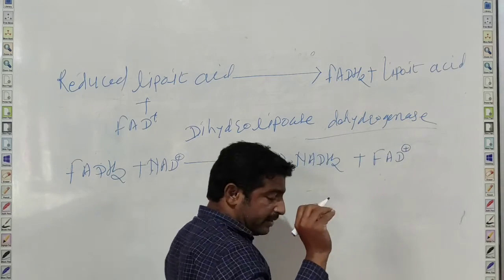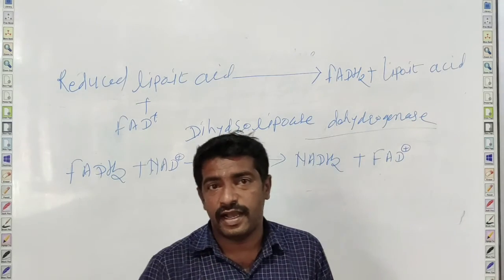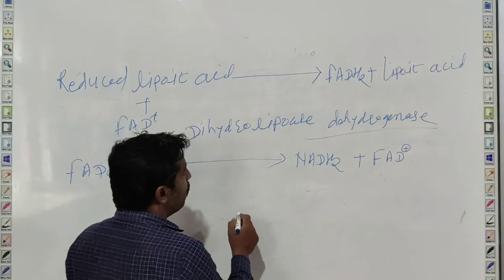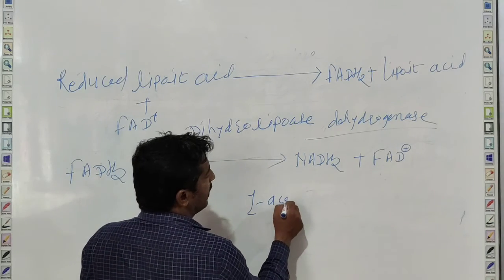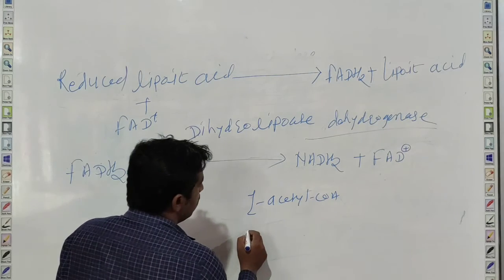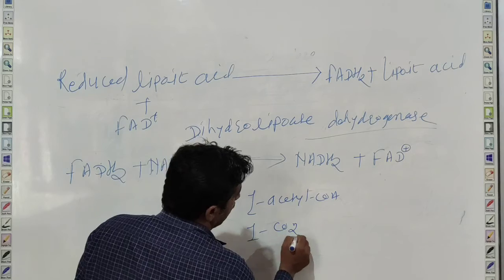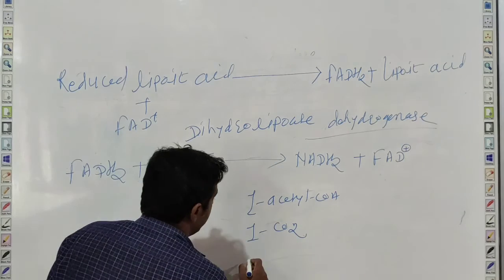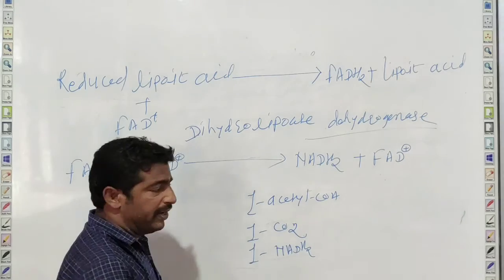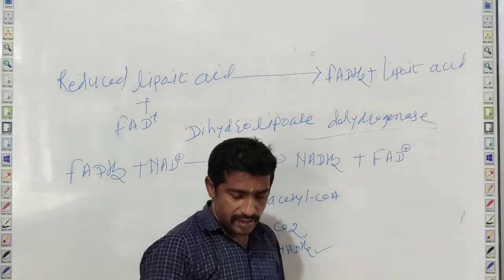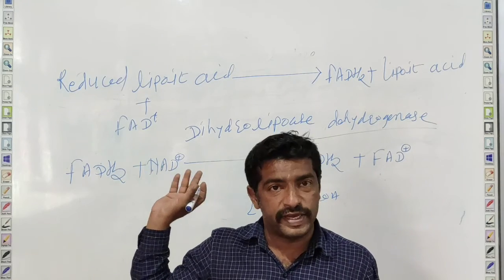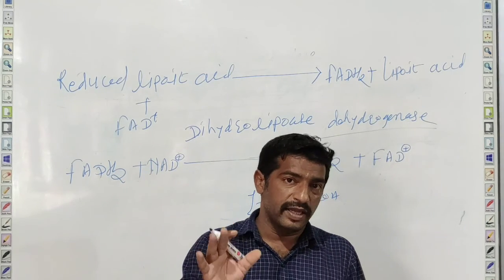So when a single molecule of the pyruvic acid undergoes oxidative decarboxylation, one molecule of acetyl coenzyme A is formed, one molecule of carbon dioxide is released, and one molecule of NADH2, that is reducing power, is formed. So this is the oxidative decarboxylation of the pyruvic acid, second phase of the aerobic respiration.